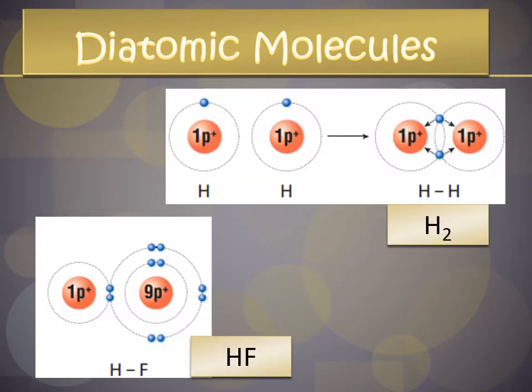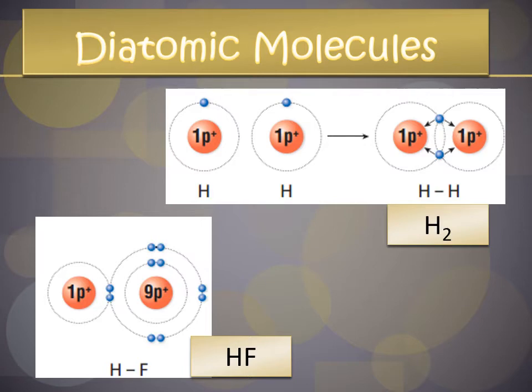So if you'll notice in this diagram, I'm showing you two hydrogen atoms coming together, and you'll notice that they're both sharing the one valence electron that they have on their valence shell, and now they both have a complete and stable first shell because there's two electrons on each shell. They didn't give up or take, they are sharing each other's electrons.